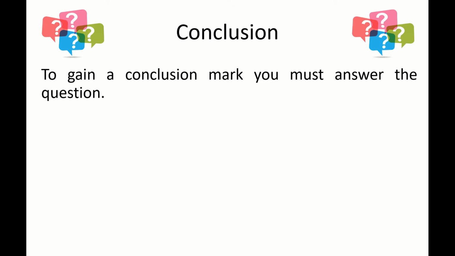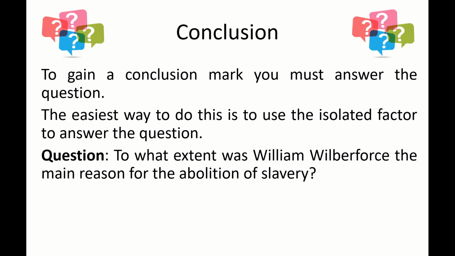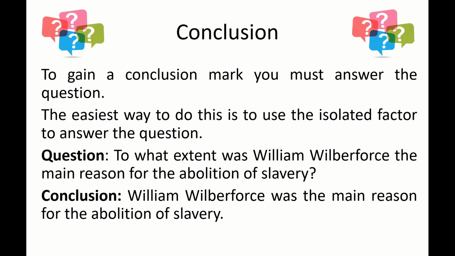So conclusion just means to give a judgment, to sum up, to actually answer the question. So the easiest way to do this is just to use the isolated factor. If you remember, our question is, to what extent was William Wilberforce the main reason for the abolition of slavery? Our conclusion is just going to be William Wilberforce was the main reason for the abolition of slavery. So all you've done is just tweaked the question and turned it into an answer, and you get a mark for that.